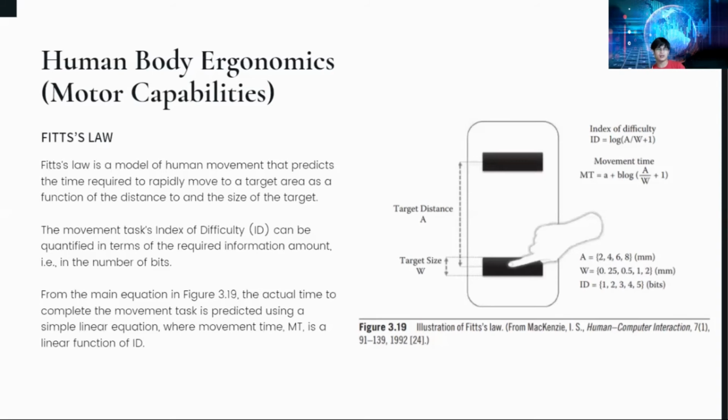The actual time to complete the movement task is predicted using a simple linear equation, where movement time MT is a linear function of ID. Okay, so again, the movement task is predicted using a simple linear equation where movement time MT is a linear function of ID, or index of difficulty.